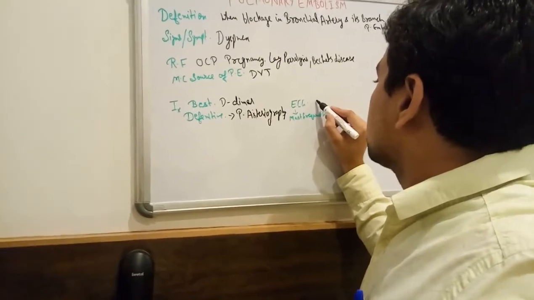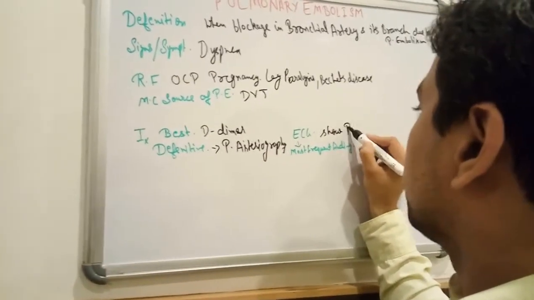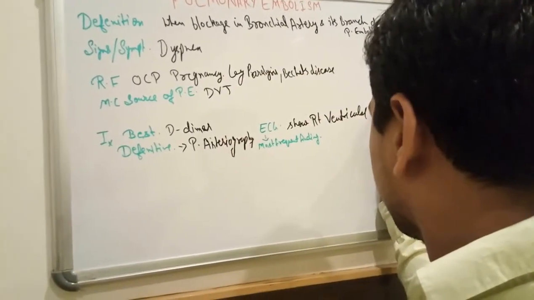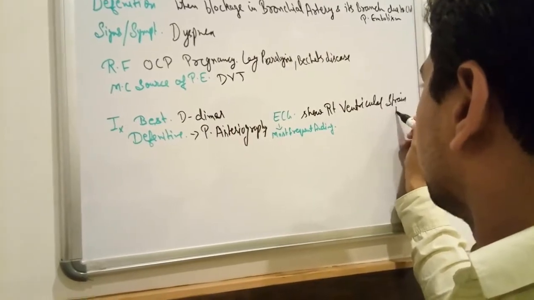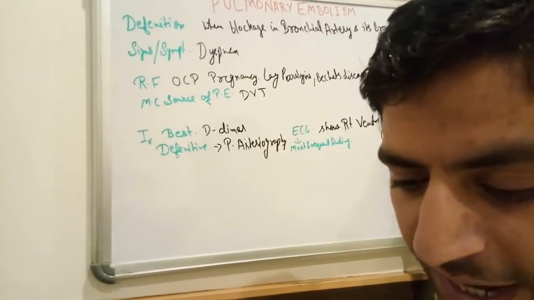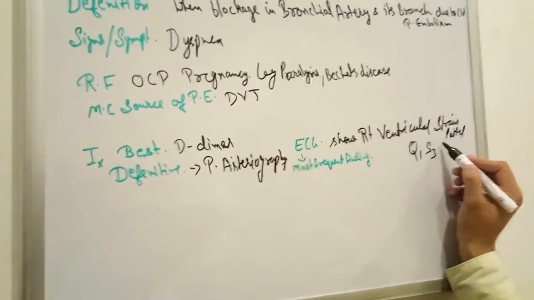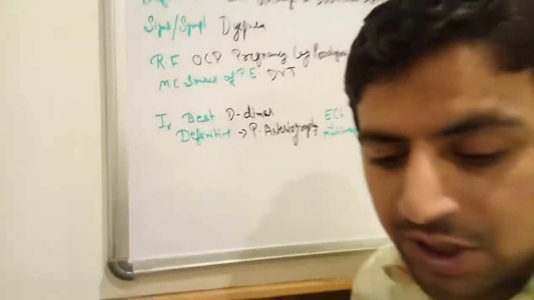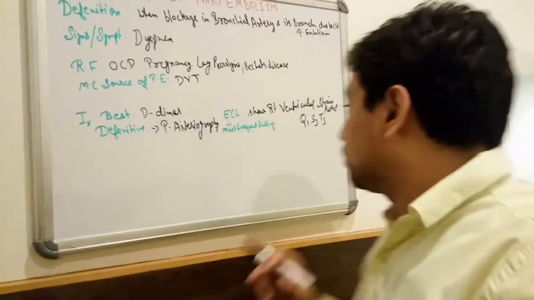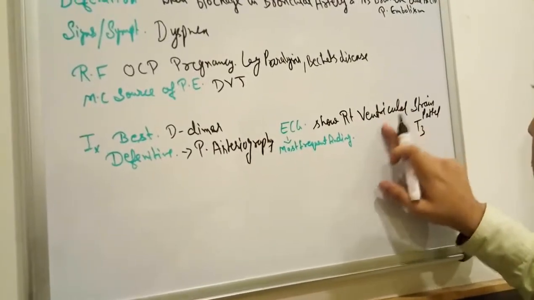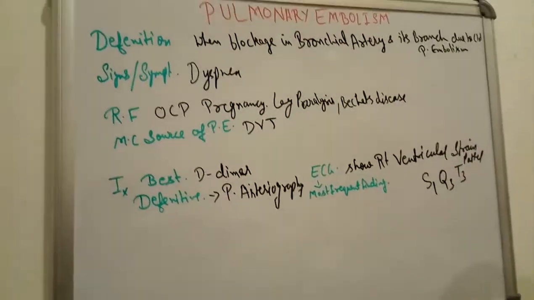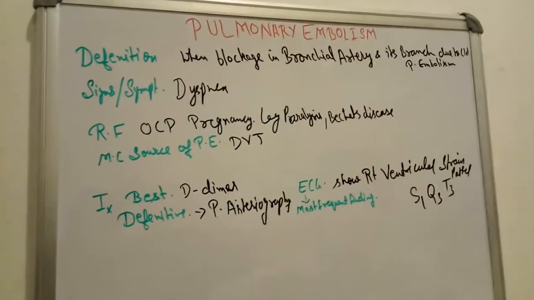Yes, ECG shows right ventricular strain pattern, my dear friends. And also S1, Q3 and T3 presentation is most commonly seen on ECG. Here S1, Q3 and T3 presentation is seen on ECG. So till here, I hope no problem.